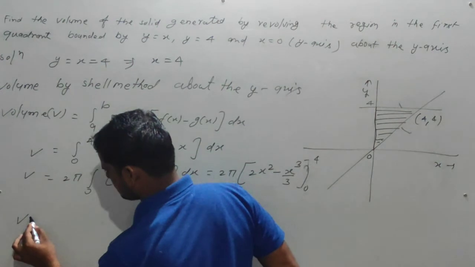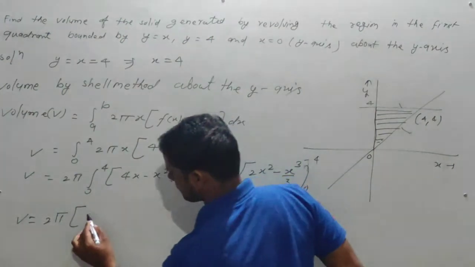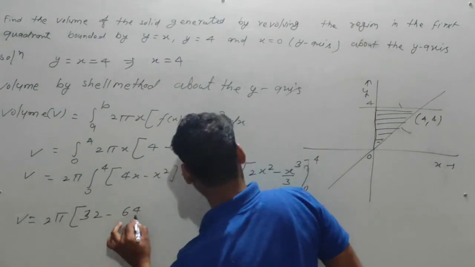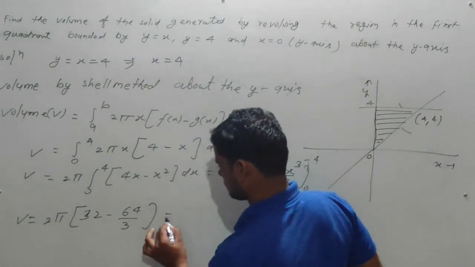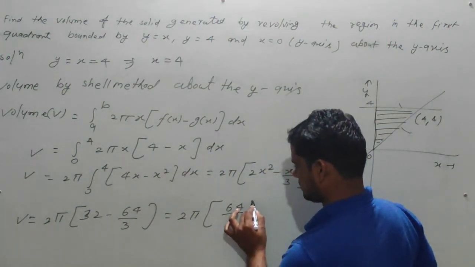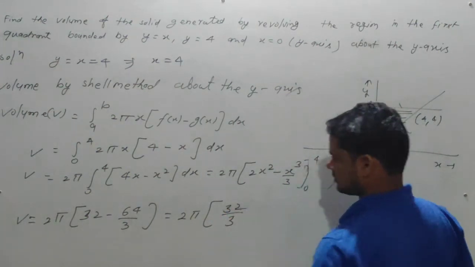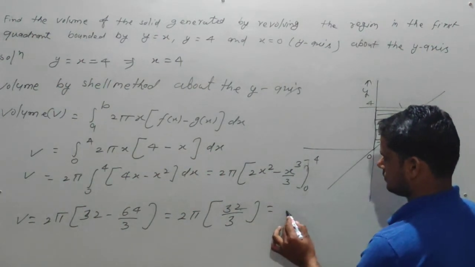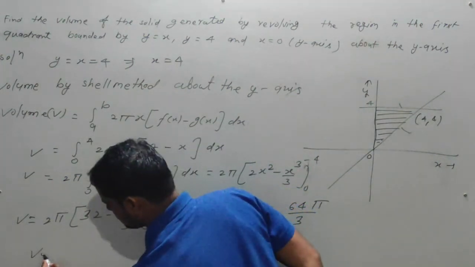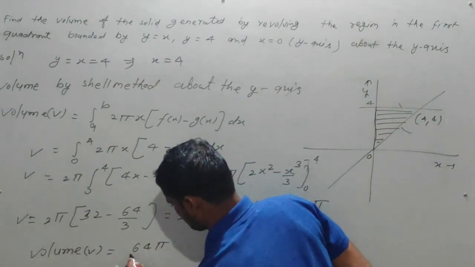Then volume V is equal to 2 pi times (32 minus 64 upon 3), which is equal to 2 pi times 32 upon 3, which is equal to 64 pi upon 3. So the volume is equal to 64 pi upon 3.